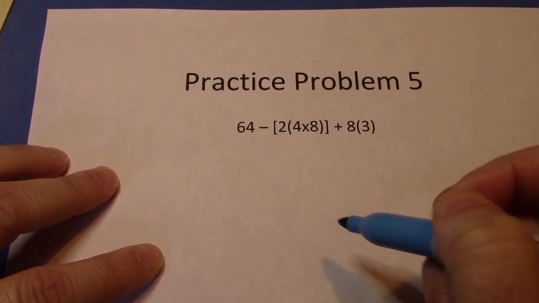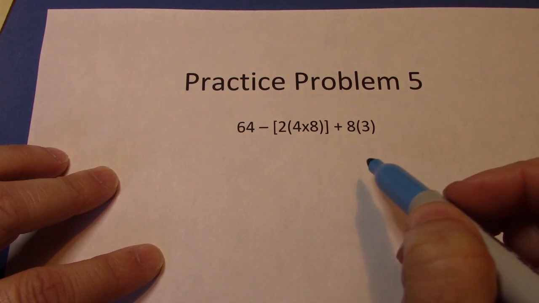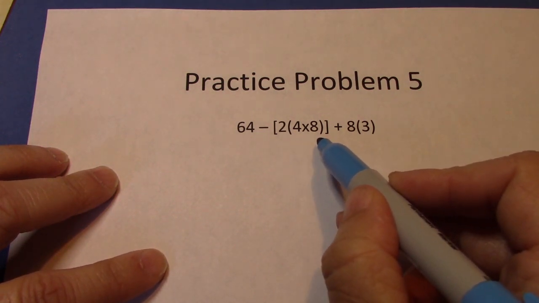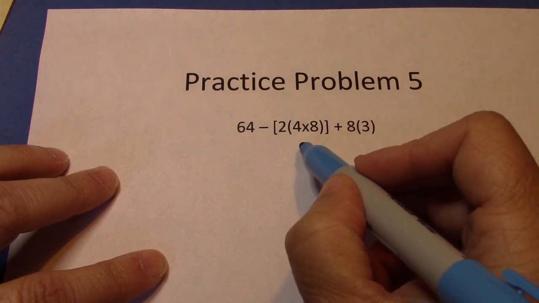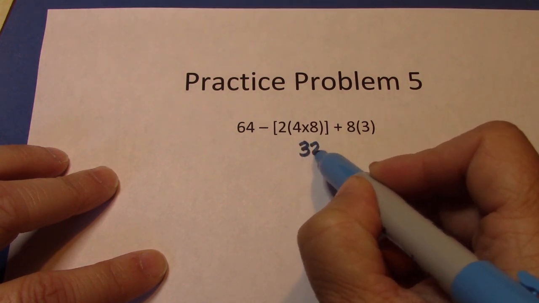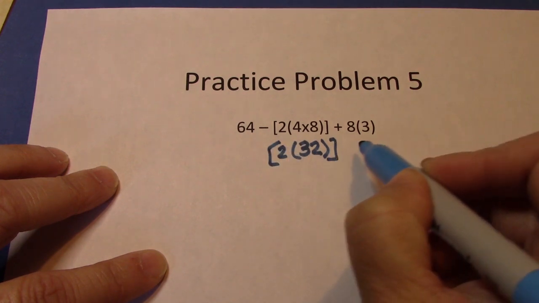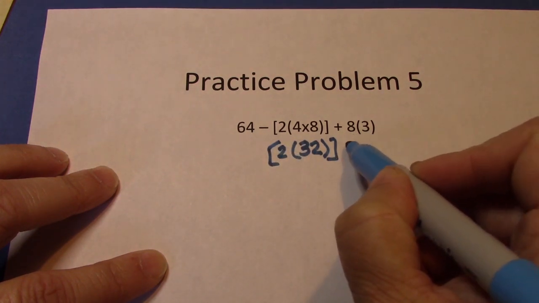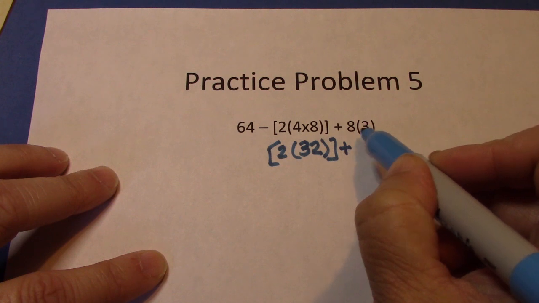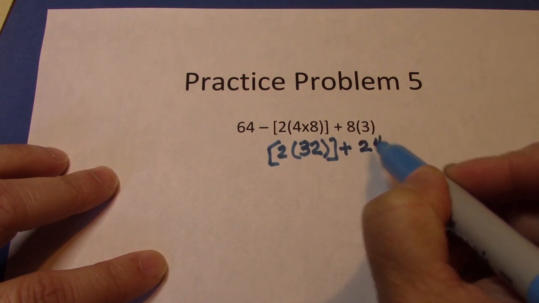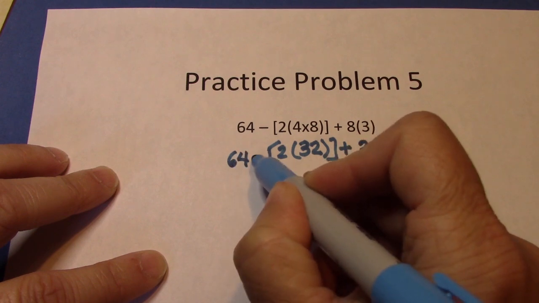In our fifth practice problem, we've got multiple sets of parentheses. So we're going to start with the inner set of parentheses, and here that's 4 times 8. 4 times 8 is 32. Bring this down. You can do this parentheses too. Keep the sign. 8 times 3 is 24. Bring down what we haven't done yet.